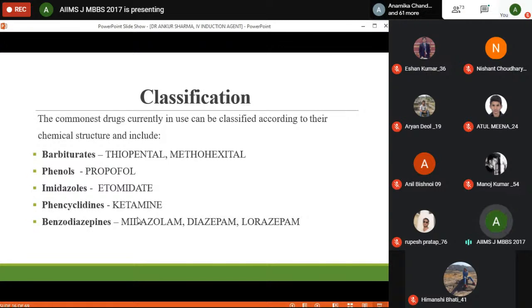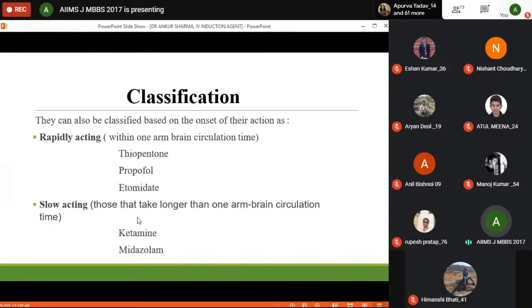first are barbiturates. Examples are thiopentone, methohexitone; phenols like propofol; imidazoles like etomidate; phencyclidine derivatives like ketamine; and benzodiazepines like midazolam, diazepam, and lorazepam. They can also be classified based on the onset of their action, like rapidly acting within one arm-brain circulation time, like thiopentone, propofol, etomidate, and slow acting, those that take longer than one arm-brain circulation time. Examples are ketamine, midazolam.